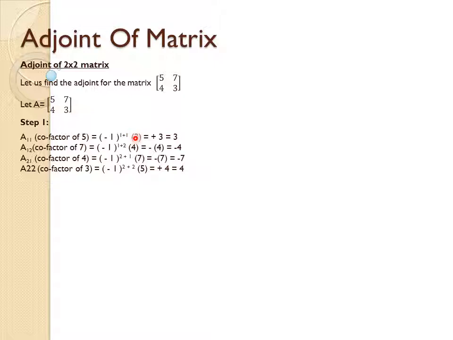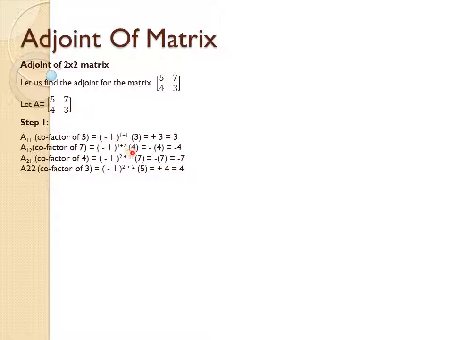Now to find the cofactor, we have to apply the proper sign. That sign is (-1) to the power i plus j. For 5, i is 1 and j is 1 because it is the first row, first column. So (-1) to the power 1 plus 1, that is (-1) squared, that is 1. So 1 into 3 becomes 3. Next one is A12, find the cofactor of 7. So I will remove 7's row and 7's column, so it is 4.